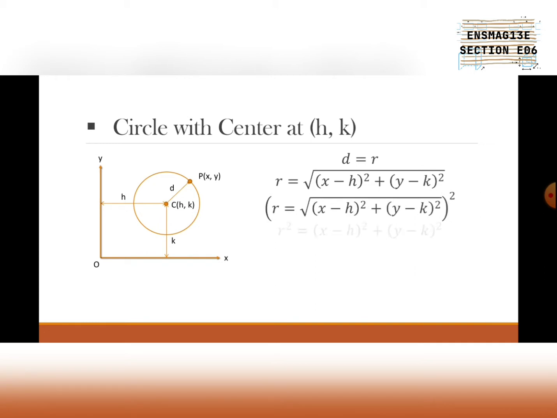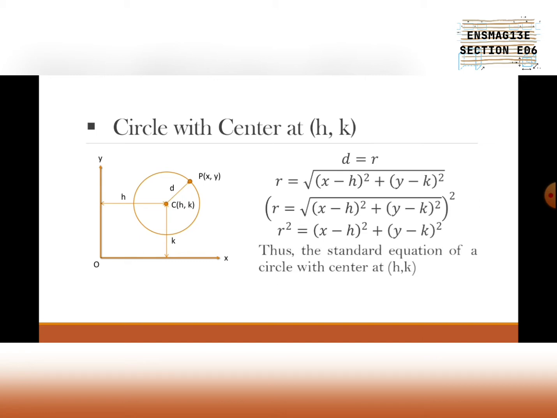Squaring both sides will give us r squared is equal to quantity x minus h squared plus quantity y minus k squared. Thus, the standard equation of a circle with center at h, k is x minus h squared plus y minus k squared is equal to r squared. This formula exhibits the coordinates of the center and the length of the radius, and consequently is sometimes called the center radius form of the equation of a circle.